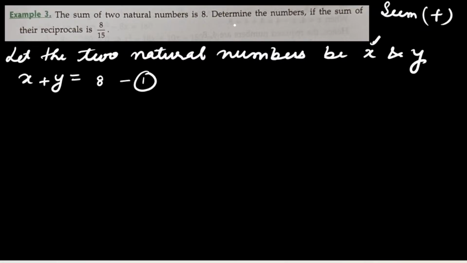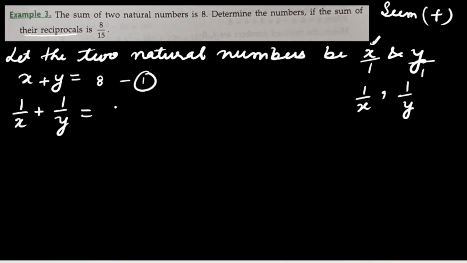Now another thing is also given to us. Determine the numbers if the sum of their reciprocals is 8 by 15. So what will the reciprocals be? The reciprocal of x: x means x by 1, y means y by 1. So for their reciprocals, we interchange numerator and denominator. So this is 1 by x and this is 1 by y. So the sum of the reciprocals means 1 by x plus 1 by y is equal to 8 by 15.